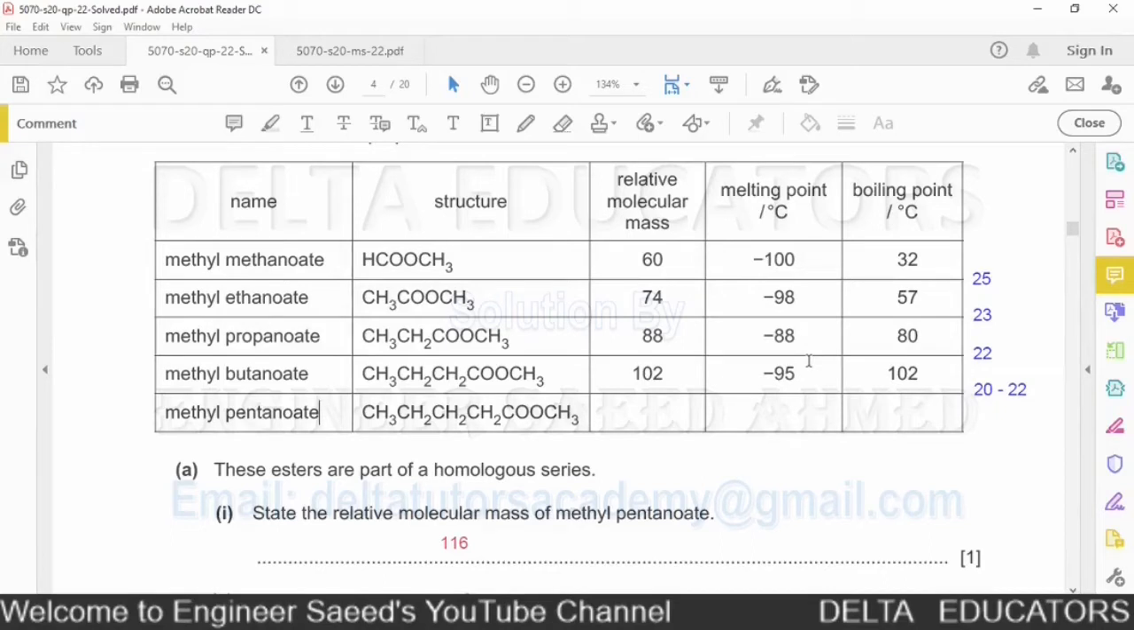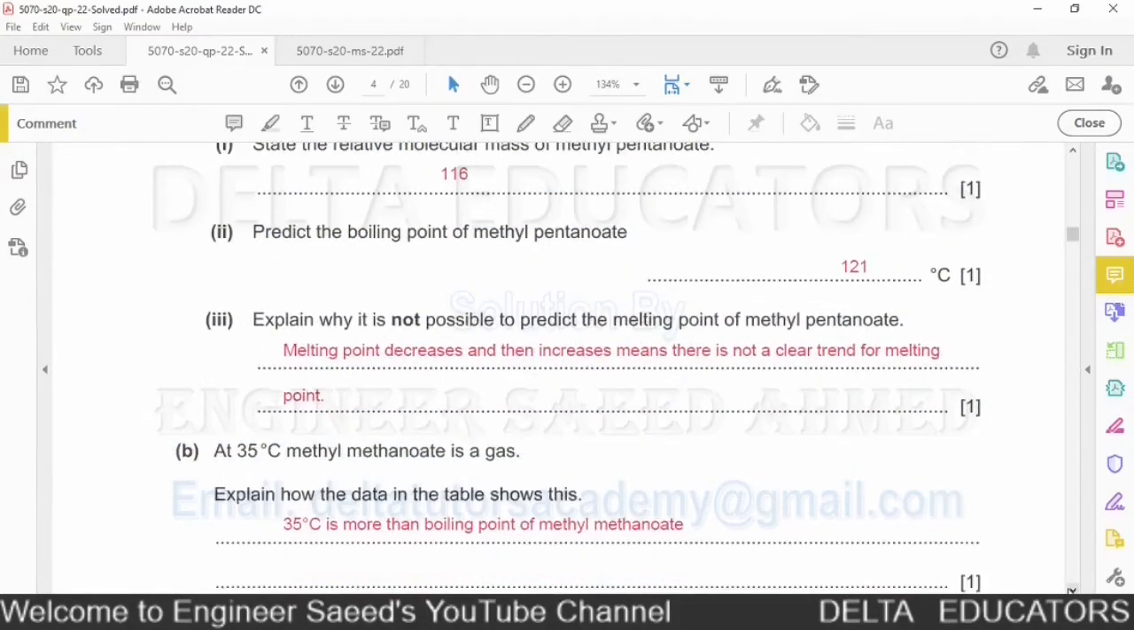So in melting point, we don't have any specific trend. In the first two cases it is increasing, then in the third case it is decreasing. So we cannot predict the melting point of methyl pentanoate from this table. So what we have to write? Melting point decreases, then increases, means there is not a clear trend for melting point.